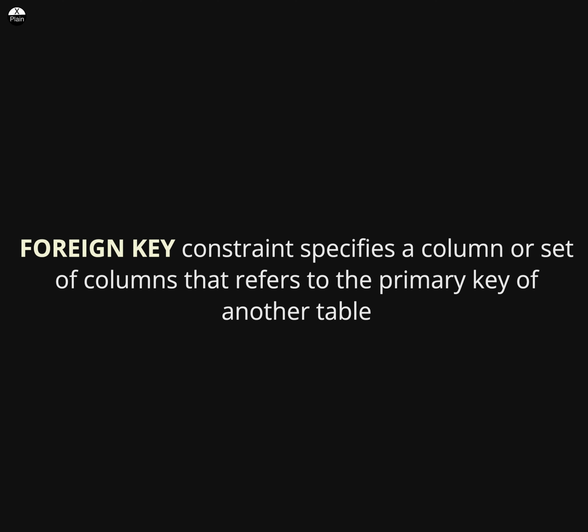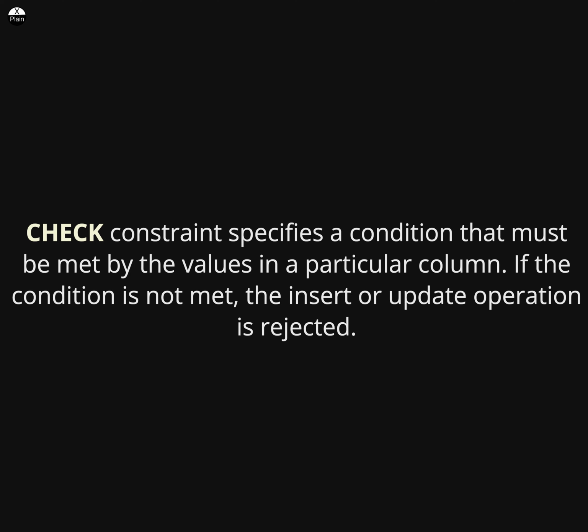Foreign key constraint. This constraint specifies a column or set of columns that refers to the primary key of another table. It is used to establish a relationship between two tables. Check constraint. This constraint specifies a condition that must be met by the values in a particular column. If the condition is not met, the insert or update operation is rejected.